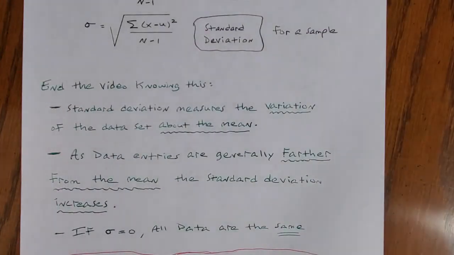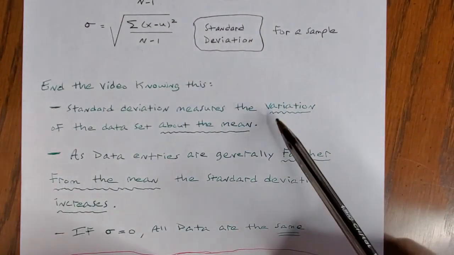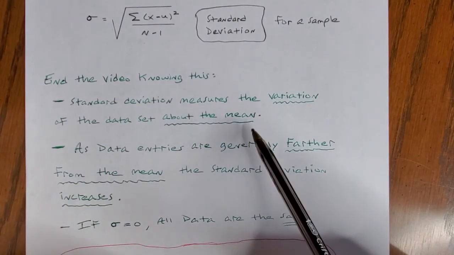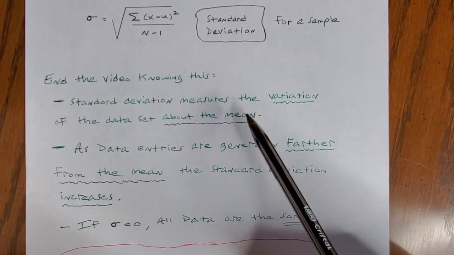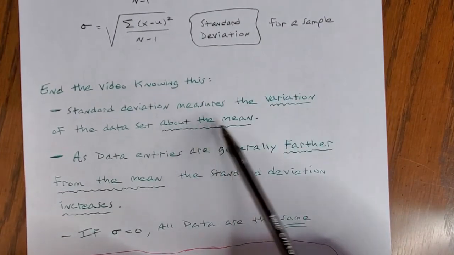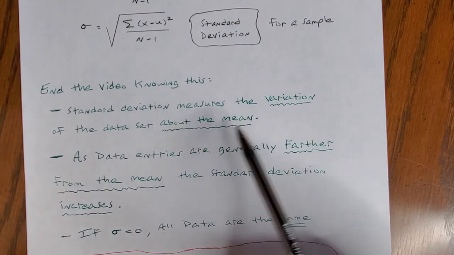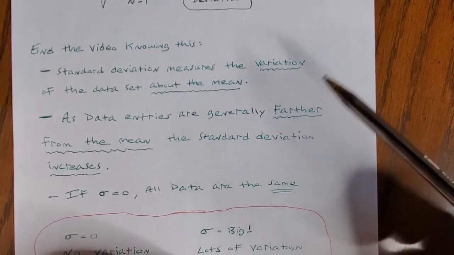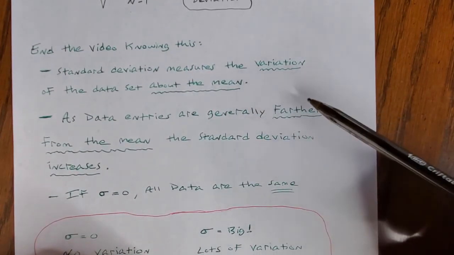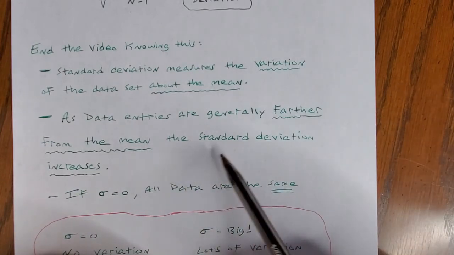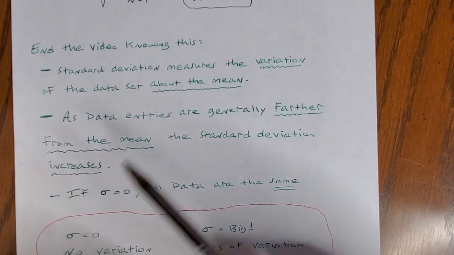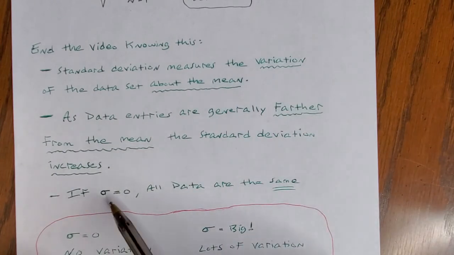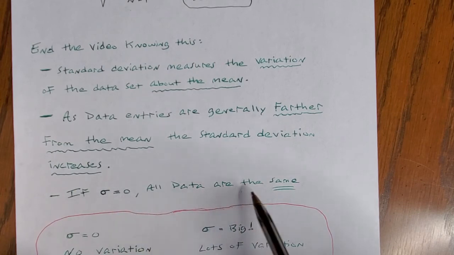So what these do is measure the variation or spread of the data about the mean. It's not just the spread of the data, but specifically from the mean, from the middle. You could think of the mean as the center of the data set. As data entries generally are farther from the mean, the standard deviation will get bigger. It will increase. And if sigma is 0, all data are the same.